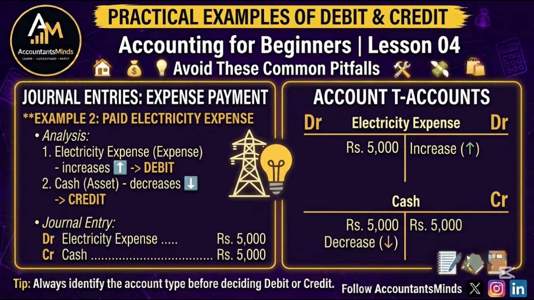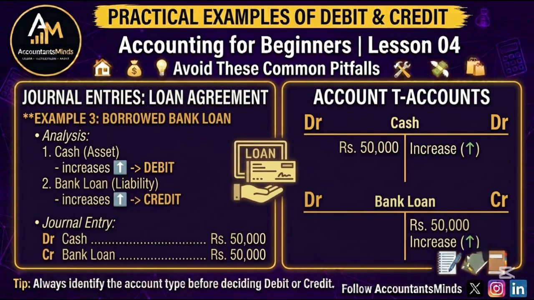Now let's look at the second example. The business pays electricity expense of 5,000 rupees. Electricity expense is an expense, and it is increasing, so we debit electricity expense. Cash is an asset, but it is decreasing because we paid cash. Therefore, we credit cash.